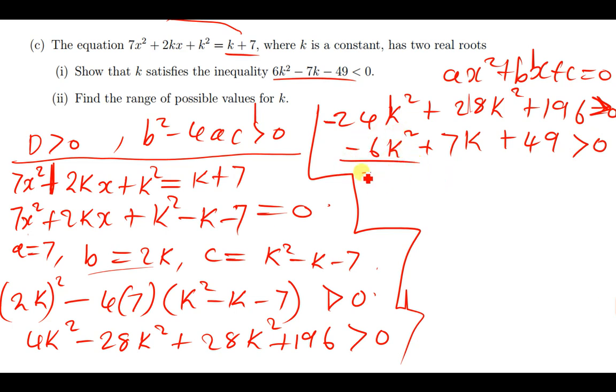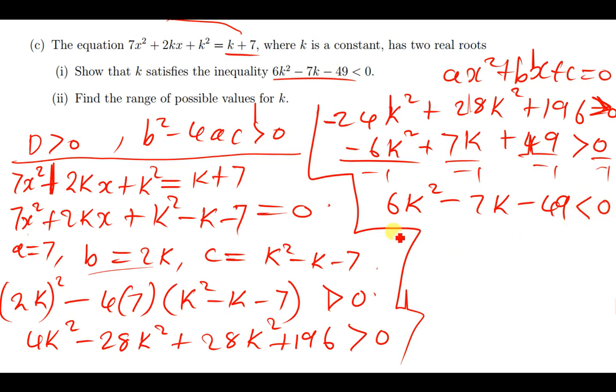We can divide everything by negative 1. When we divide negative 6k squared by negative 1, this will give us 6k squared. Then we're getting negative 7k, and negative 49. When you are dividing an inequality by a negative number, the sign changes, so it becomes less than 0. So we have proved that k satisfies this inequality. This is exactly how you solve such problems.